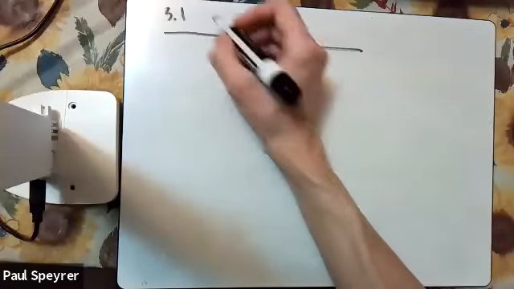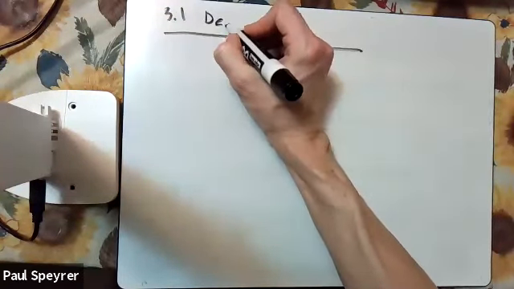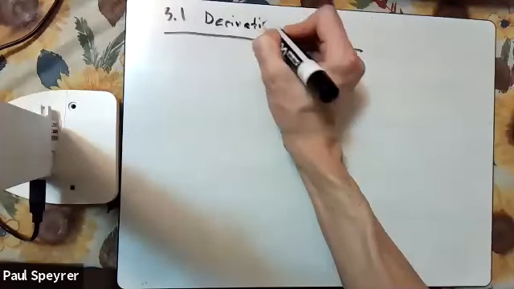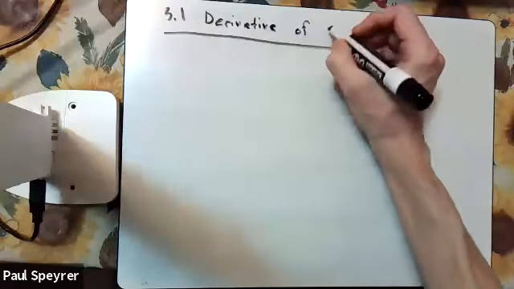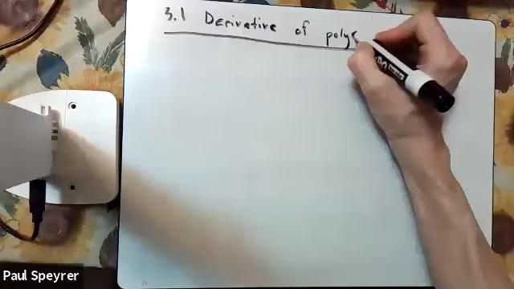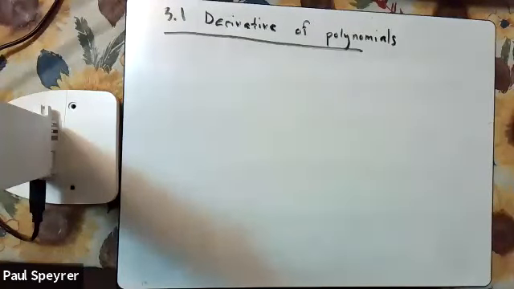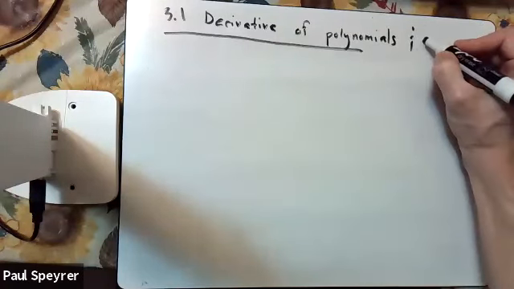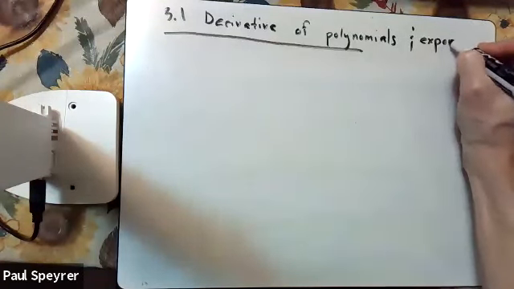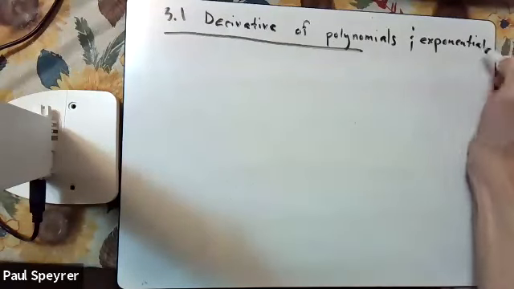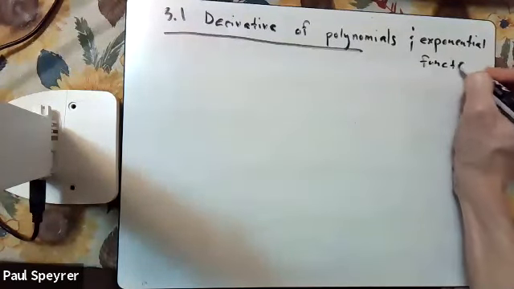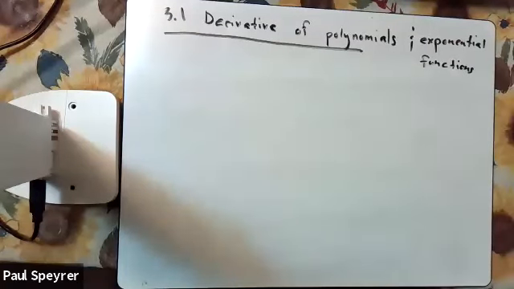So 3.1 is the derivative of polynomials. What else are we deriving right here? And exponential functions. So, as far as these rules, what are they?